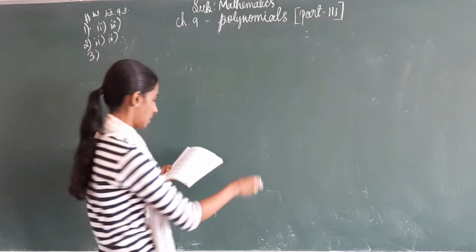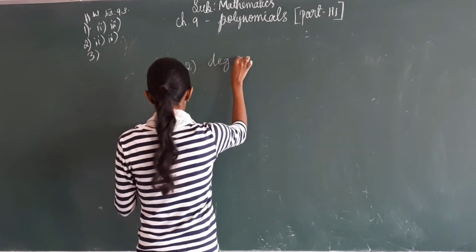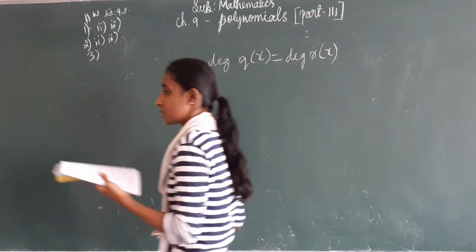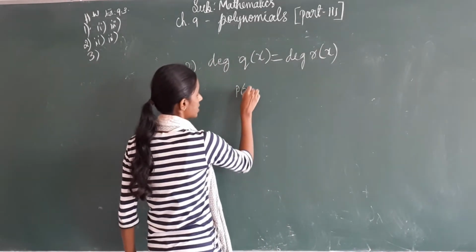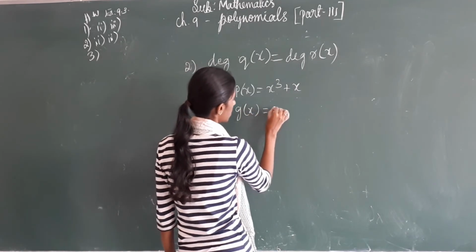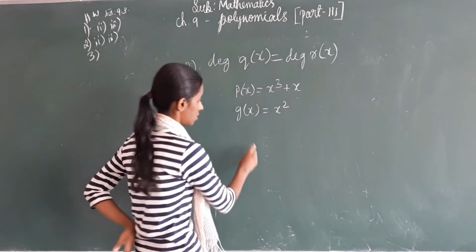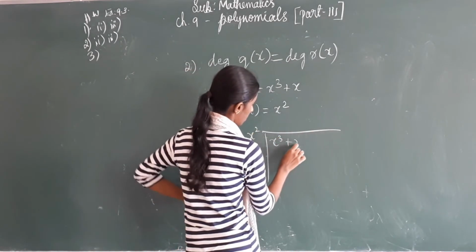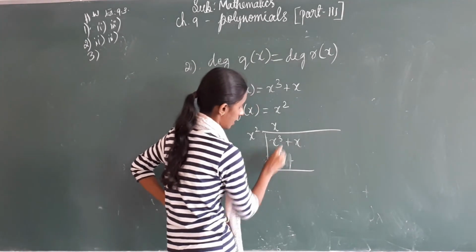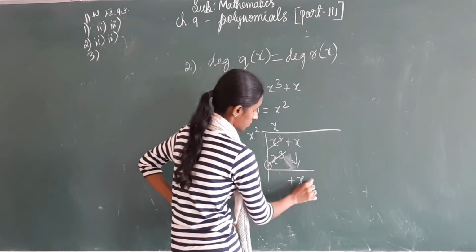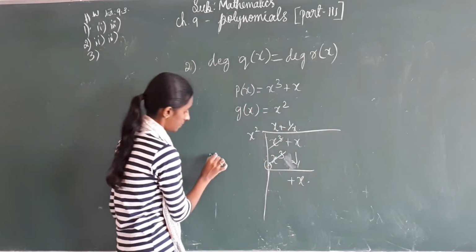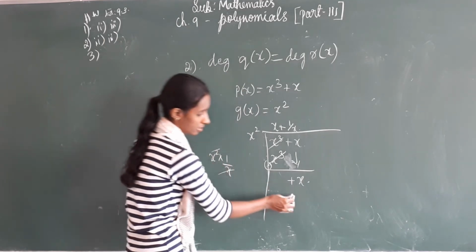So moving on to the second question. Degree of q of x, that is the degree of the quotient, should be equal to the degree of the remainder. If I take p of x as x cube plus x, and if I take g of x as x square, do the division. x square into x is x cube. Next, x square into 1 by x is x.